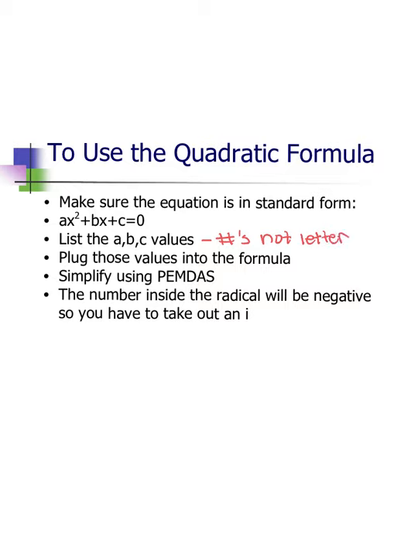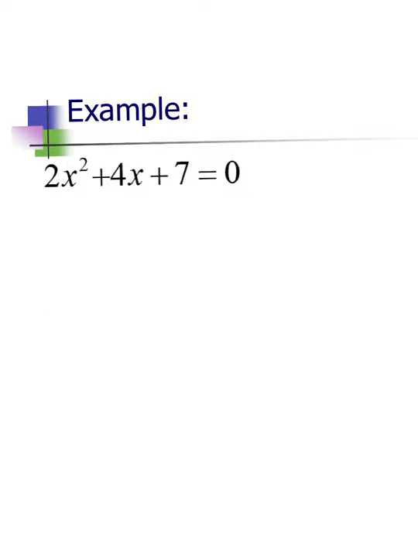Then you're going to plug those values into the formula, simplify using the order of operations. The number inside the radical will be negative, so you have to take out an i. That's the only thing that's different this time around. So if we look at the first example, first, make sure it's equal to 0. It is. So off to the side, list your a, your b, and your c. a is 2, b is 4, c is 7.